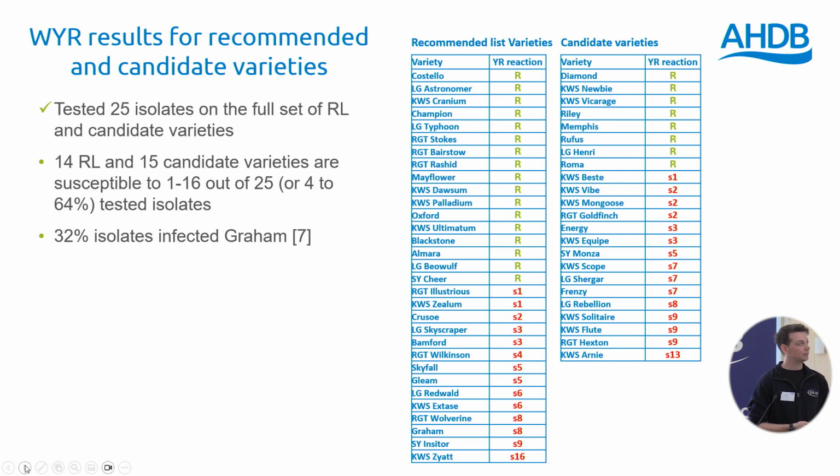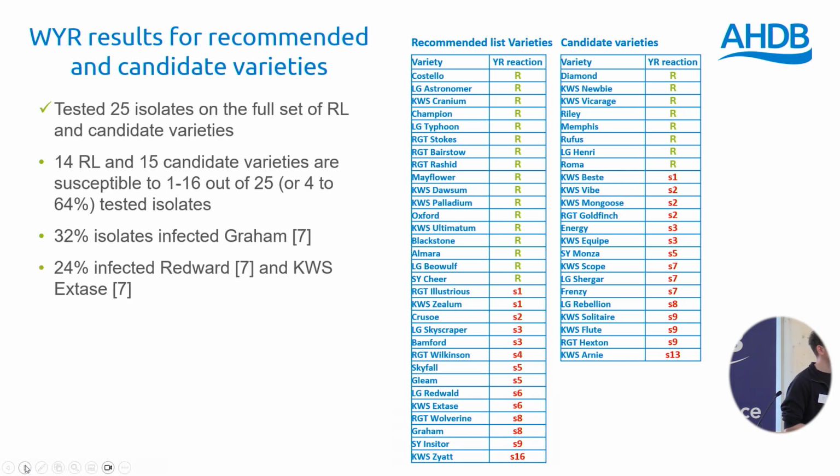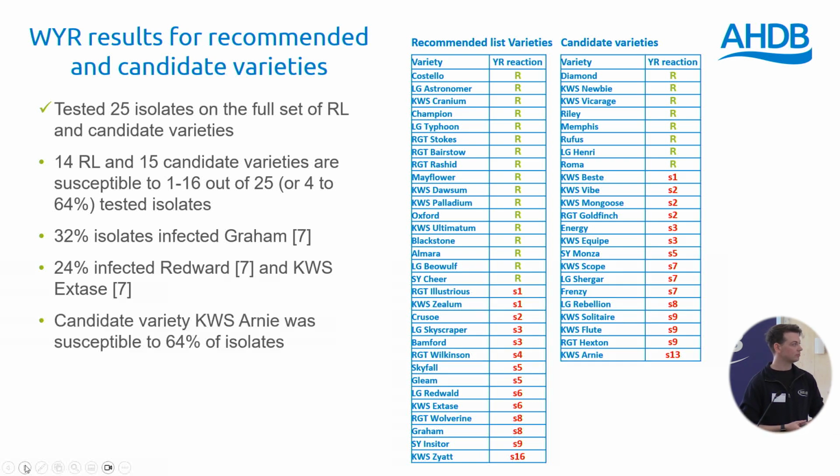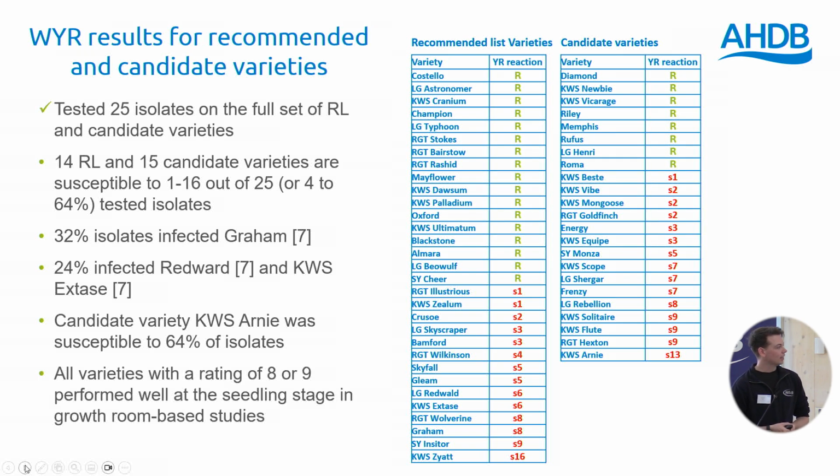We saw that Graham, that has a rating of 7, infected 32% of isolates, and LG Redbold, KWS X-Days, infected 24, again with a rating of 7. And the candidate variety, Arnie, slight error there, I'm afraid. It should be the recommended list variety, KWS Zayat, was susceptible to 64% of isolates. All the recommended list varieties with a rating of 8 or 9 performed really well at the seedling stage based on their ratings, so that's a positive thought there.